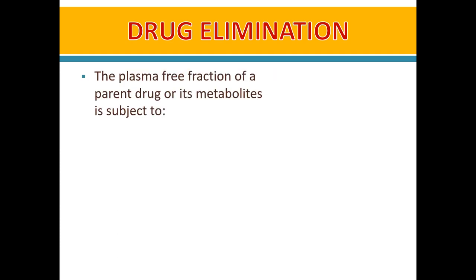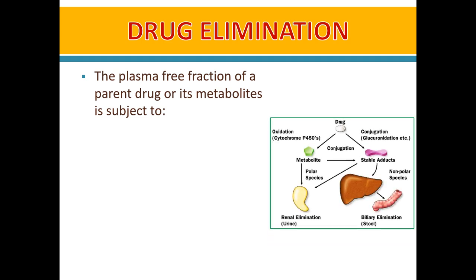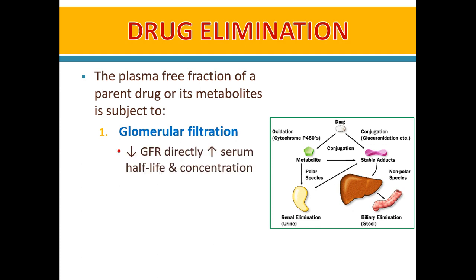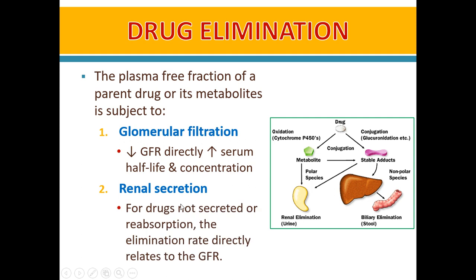The plasma-free fraction of the parent drug or its metabolites is subjected to filtration by the kidney through glomerular filtration. A decrease in the glomerular filtration rate will directly increase serum half-life and concentration of the drug. And another one is renal secretion, by which for drugs that are not secreted or reabsorbed, the elimination rate would be directly related to the glomerular filtration rate.